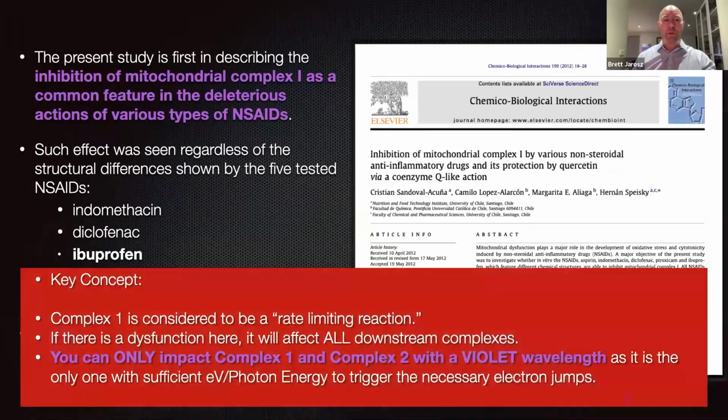So complex 1 is considered to be a rate-limiting reaction, as we alluded to before. If there's a dysfunction here, it'll affect all downstream complexes. You can only impact complex 1 and complex 2 with a violet wavelength, as it is the only one with sufficient electron volts, again, to trigger the necessary electron jumps. And you're going to see me put a few of these little drop-down things in the slides over and over again, just to keep emphasizing these points of how the various electron transport chain complexes and light influences those.